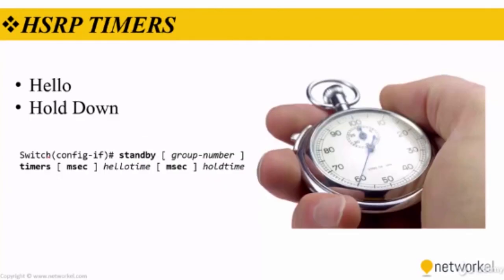All routers in an HSRP group send hello packets. By default, the hello timer is set to 3 seconds and the dead timer is set to 10 seconds. It means that a hello packet is sent between the HSRP standby group devices every 3 seconds, and the standby device becomes active when a hello packet has not been received for 10 seconds. If you want to modify the hello and hold time timers, you can use the standby group number timers command with the hello time or hold time.